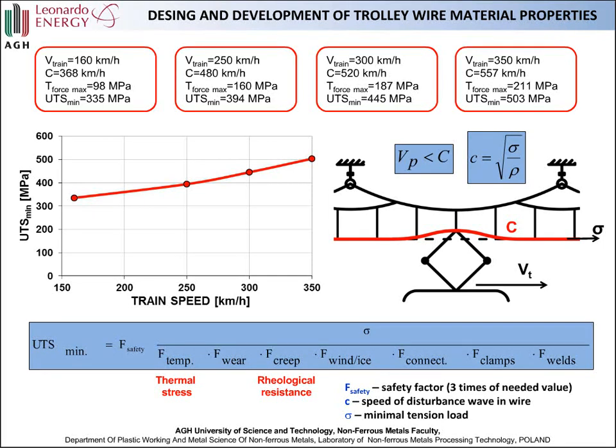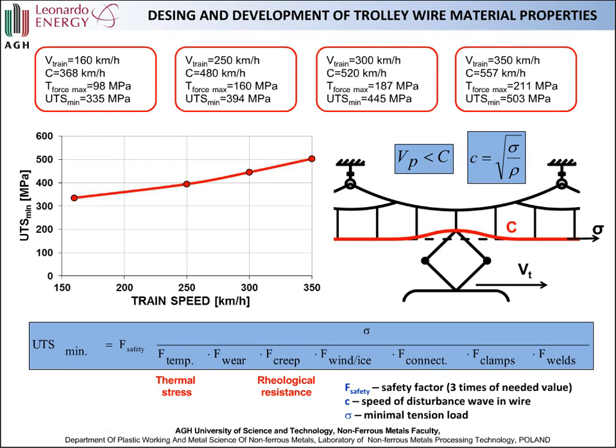In general, the speed of the train has to be lower than the speed of the disturbance wave, because when they are the same, or the disturbance speed is lower than the speed of the train, it may cause resonance of the entire traction line and actually result in damage of the entire system.